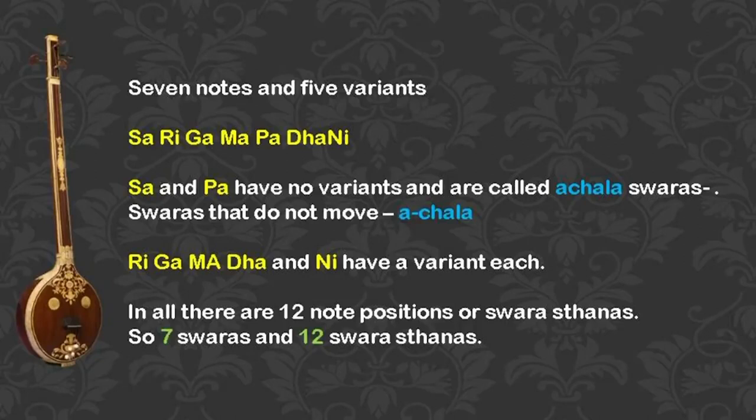So we have seven swaras and five variant swaras, taking the total to 12, what is called Swarasthana. We don't say there are 12 swaras, we say there are 12 Swarasthanas. There are 12 positions which can be occupied by a swara. There are very good reasons for not calling them 12 swaras. We will look at it very shortly.